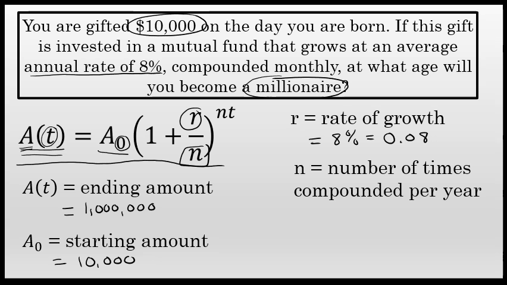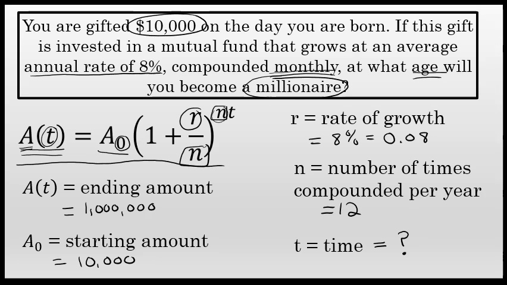The variable n is the number of times the interest is compounded each year. This shows up twice in the formula, once as a denominator of a fraction and another time in an exponent. Our interest will be compounded monthly, so that means the number of times that it's compounded a year is 12. n equals 12 in this problem. And finally, t stands for, of course, time. Time is measured in years, and that's what we're trying to find in this problem. Time is the unknown. The question is, at what age will you be, or how many years will pass since you are born until this investment grows to $1 million?